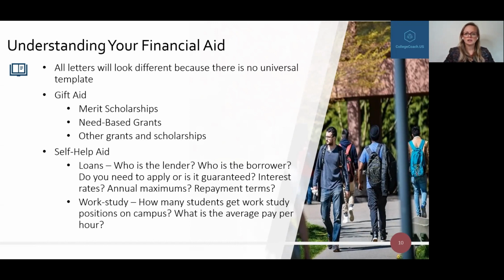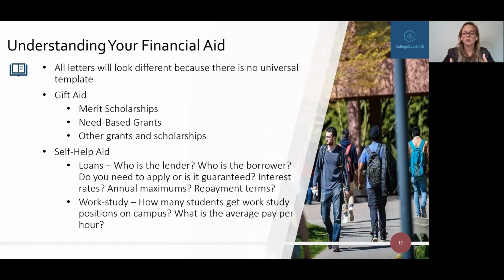So first, let's talk about gift aid. Those are your merit scholarships, your need-based grants, and any other scholarships or grants. If you see a scholarship or a grant, that usually means it's gift aid. Then self-help aid is a little bit more complicated. Well, it's not complicated, there are just more questions when it comes to self-help.